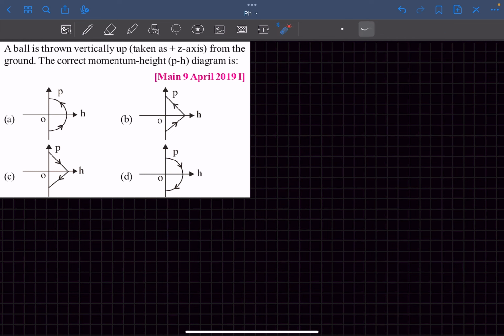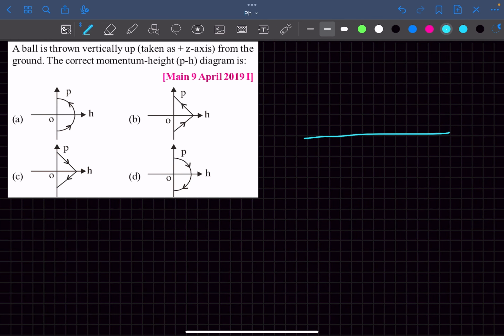So moving on to the next problem. So we have a ball that is thrown vertically up from the ground. So we have to talk about the correct momentum height curve. So momentum is simply the mass of the particle multiplied by its velocity. So essentially we just have to find the velocity's variation. So initially the velocity is in the positive direction. The positive direction is taken as the upward direction, by the way, and it's moving towards h max, right?